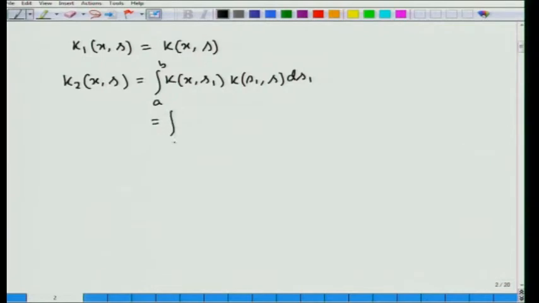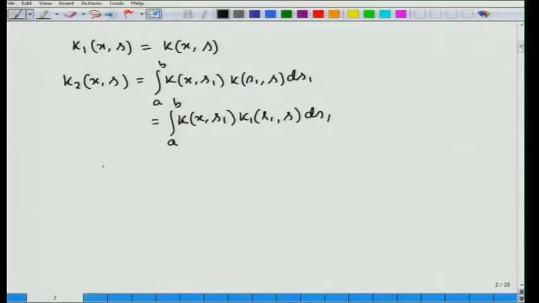So, this is actually integral a to b k x comma s 1. Now, replacing this k s 1 s by k 1 s 1 comma s d s 1, we get the second iterated kernel k 2 x comma s, and therefore, Gamma 2 f x comes out to be integral a to b k 2 x comma s f s d s. This is the expression for Gamma 2 f x.